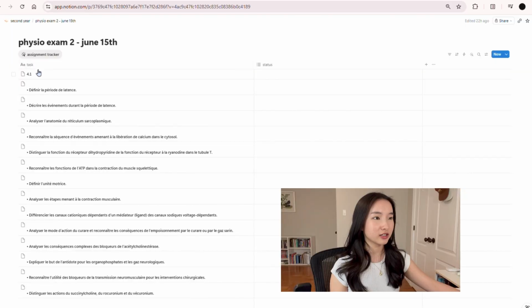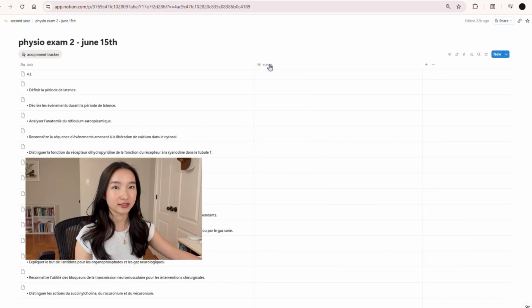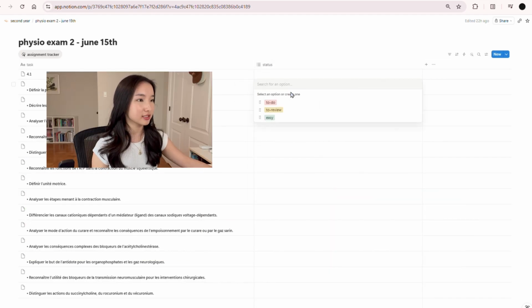Then on one side, you're gonna have all of the things you need to learn. On the other side, you're gonna put a status. So the three statuses I like to put are to do, to review, and easy.